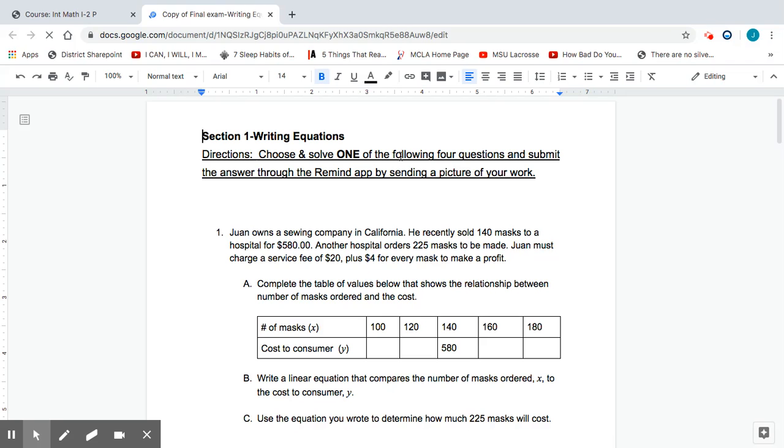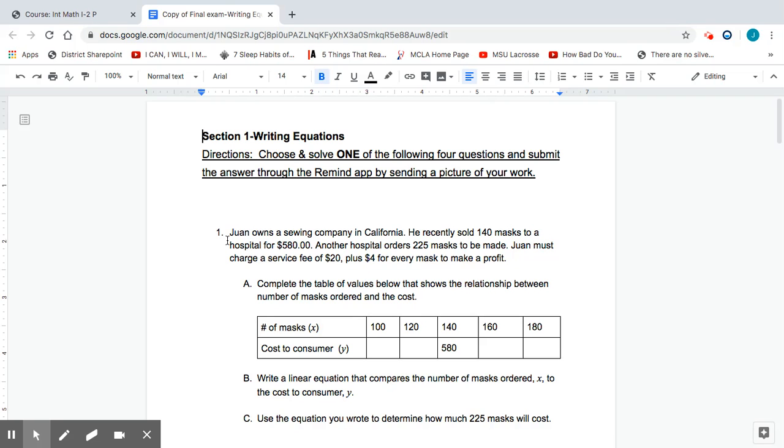It says the directions. Choose and solve one of the following 4 questions and submit the answer through the Remind app by sending a picture of your work. So you're going to answer one question on another sheet of paper and then take a picture of it and send it to me. Here's question 1. If you want to, pause your computer right now, open up this link, and you can go through and read all 4 questions on your own. If you feel comfortable answering one of them, then go ahead and do it. If you want me to explain kind of what's going on, then you can stay with this video and then go and answer them when we're done.